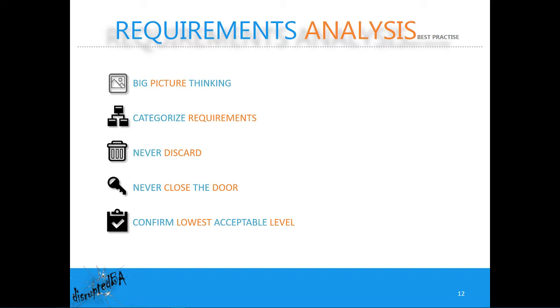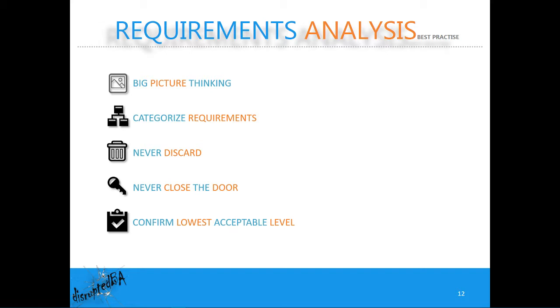And there are many other best practices that you could use during your analysis phase. These are some of the most relevant and important ones I've found to be useful.